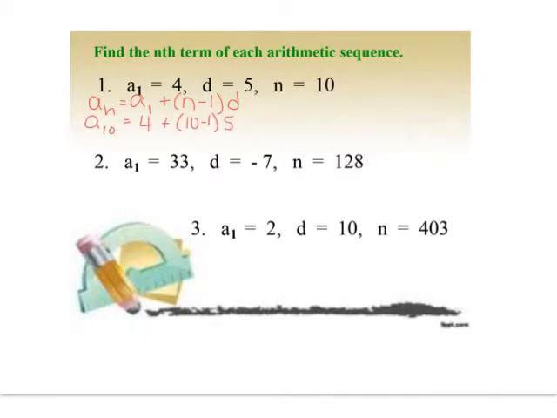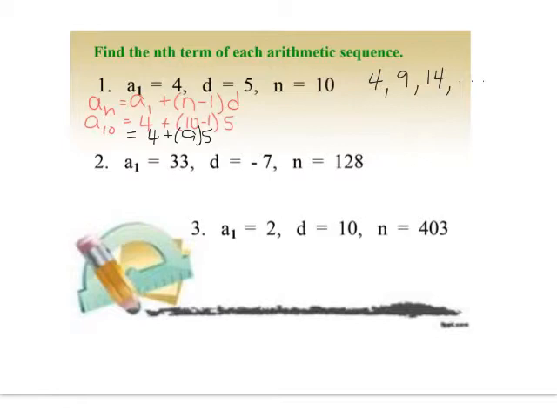Now I could just create the sequence on the side. If the first term is 4 and the common difference is 5, I know the next term would be 9, and then 14, etc. I could just find it. But what if I had been looking for the 100th term of the sequence? This formula sure does make it easier. So if I substitute my values and then simplify the expression, I'm going to have 4 plus 9 times 5. And I know that 9 times 5 is 45.